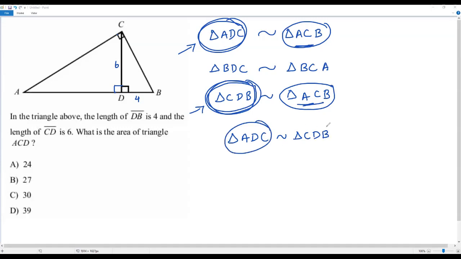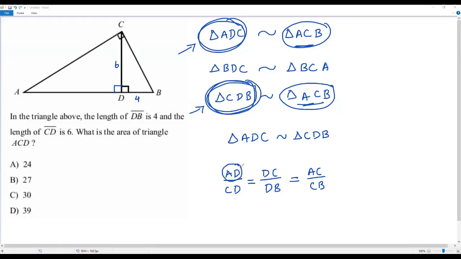Okay, since these two triangles are similar, then the corresponding sides are proportional. That is, the ratios of the corresponding sides must be equal. Okay, now let me take the side AD from the first triangle. The corresponding side in the second triangle is CD. Let me write it. Okay, now let me take the side DC in the first triangle. The corresponding side in the second triangle is DB. Let me write it. Let me take the side AC in the first triangle. The corresponding side in the second triangle is CB. Let me write it. Okay, since these two triangles are similar, the ratios of the corresponding sides must be proportional.